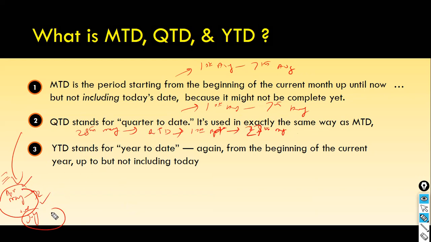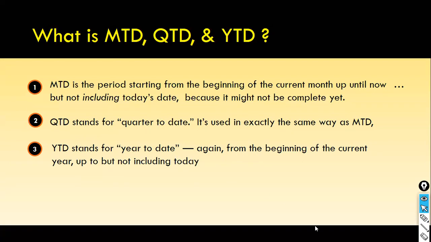Let's say you are in July now, but somebody is asking you to give the quarter to date sales of the month of May. April to June was completed, including all the time zones, everything. And year to date is from the beginning of this year up to, but not including, today. That is your year to date.